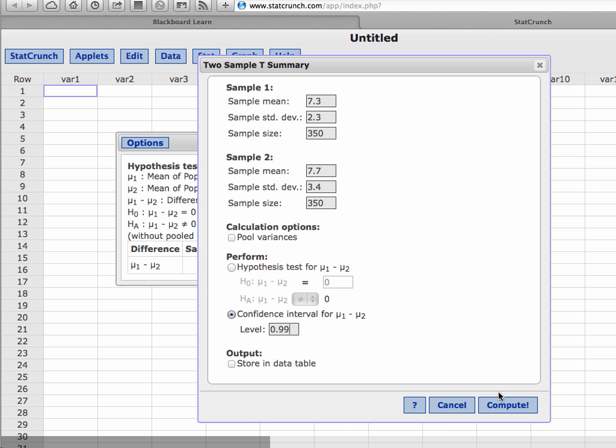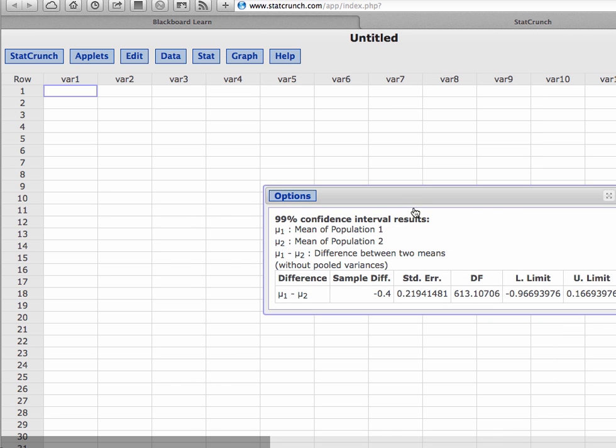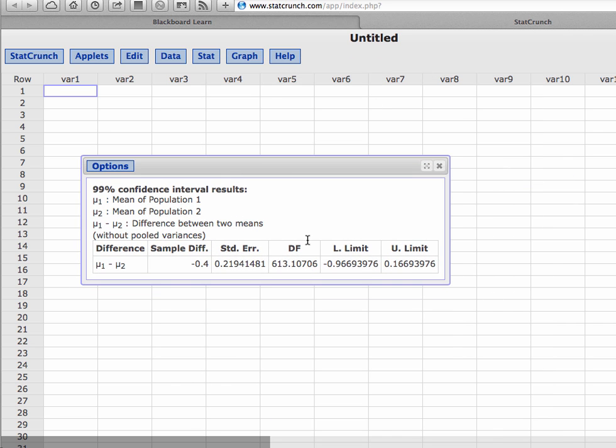So let's go back, create a 99% confidence interval, and what we find is a lower limit of the differences of almost -1, and the upper limit is approximately 0.17. We can make a conclusion here. Since zero is contained in this confidence interval, that is going to tell us we're failing to reject the null. There's a possibility that 0 is contained in there, and we know 0 represents there is no difference.